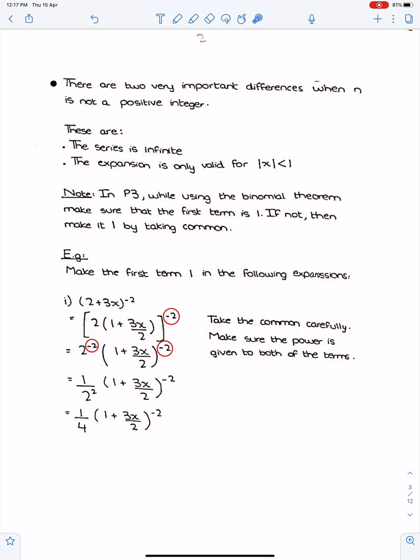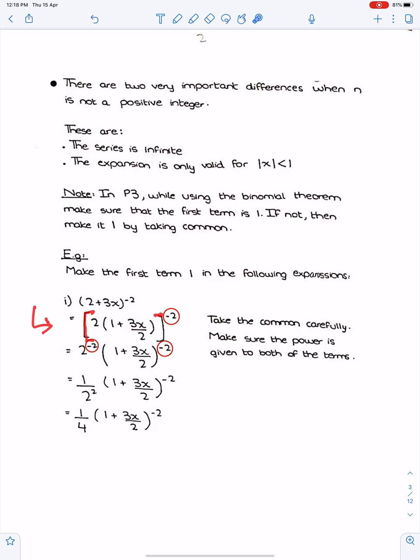Number 1, take this 2 common very carefully. So when you take 2 common, because we have to make this first term 1, we'll get 2 [1 + 3x/2] whole power minus 2. This is extremely important. This power is for both the terms, this 2 and this expansion. So take the common carefully, make sure the power is given to both of the terms. This step is extremely important.